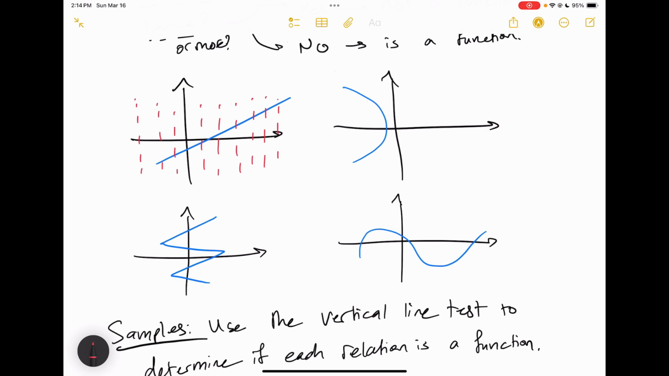So this one right here, a diagonal straight line. Every single time that I try to draw a vertical dotted line, we only ever touch once. Since we only ever touch once and not twice or more, that means that the vertical line test passes. In that case, this is indeed a function.